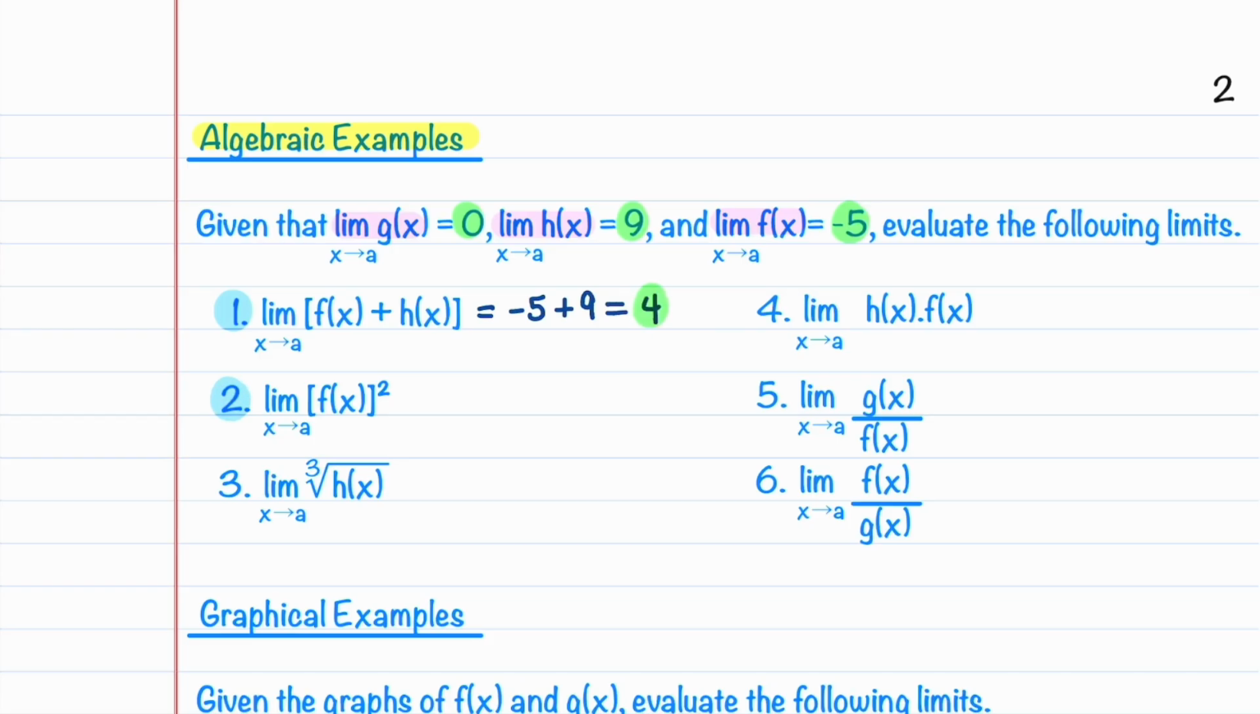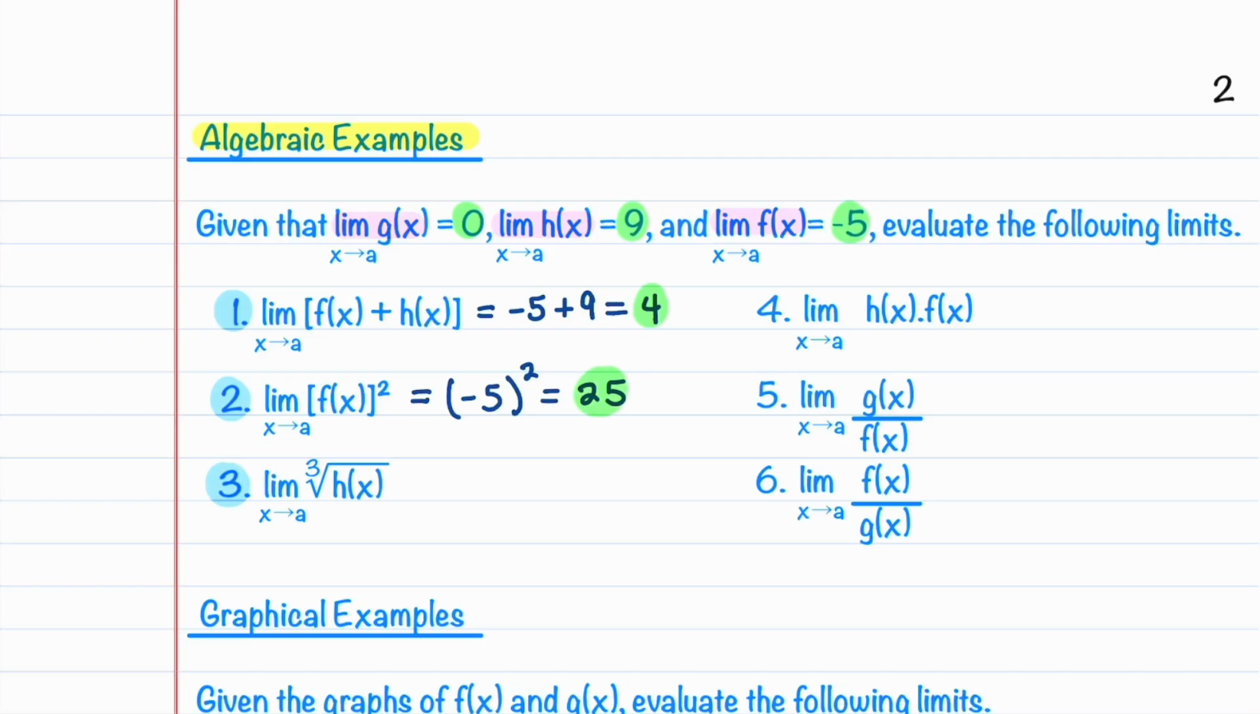Let's look at example 2. We're going to use the power law for this example. We're going to evaluate the limit of f of x squared as x approaches a. This just means we can pull the limit inside, and we're going to take the limit of f of x, which is minus 5, and then we're going to square that, and we end up with 25. Let's go to example 3.